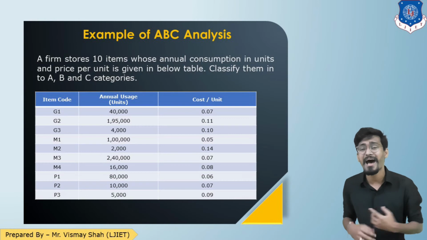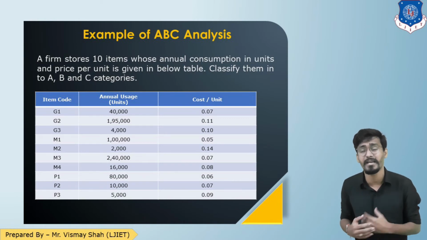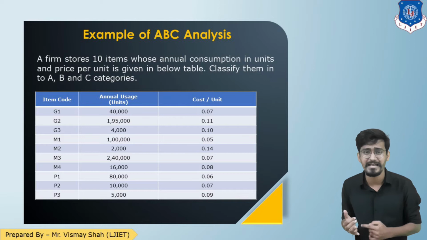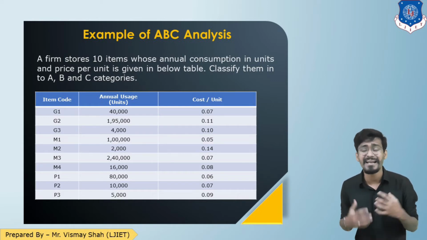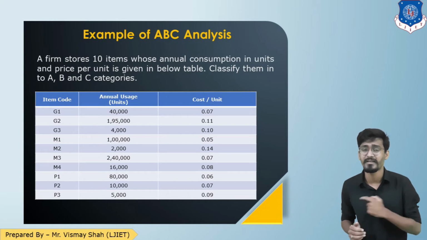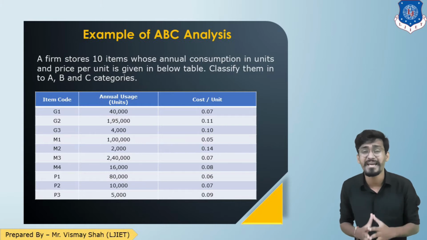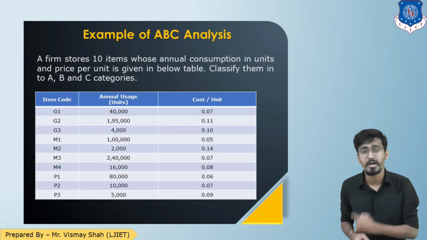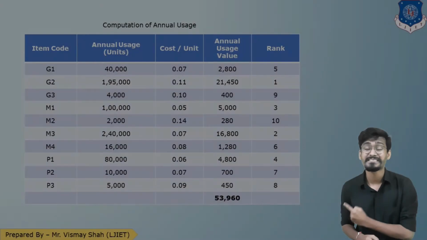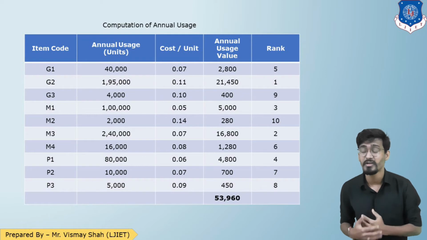So here is data of 10 items in a company, and we need to categorize them into A, B and C. You can see G1, G2, G3, M1, M2, M3, M4 and P1, P2, P3. The average quantity and the unit prices are given to us in the question. So the first step is to find out the usage value. Now how do we find the usage value? Quantity into cost. So let us do that. So here is the usage value, quantity into cost.